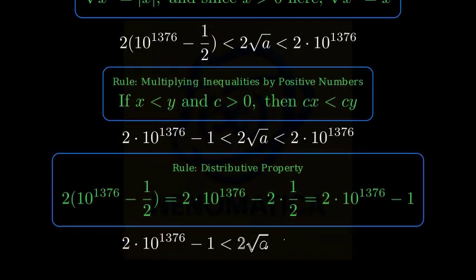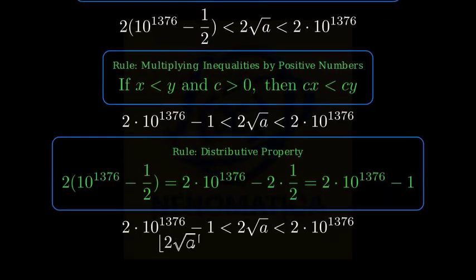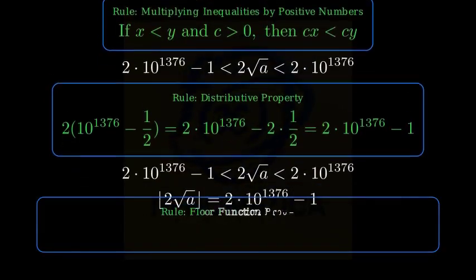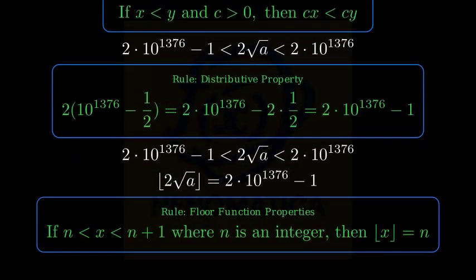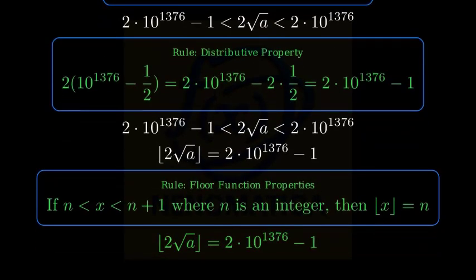Now, we can write this as 2 times 10 to the power of 1,376 minus 1 is less than 2 times the square root of a, which is less than 2 times 10 to the power of 1,376. Therefore, the floor of 2 times the square root of a equals 2 times 10 to the power of 1,376 minus 1. So our answer is 2 times 10 to the power of 1,376 minus 1.